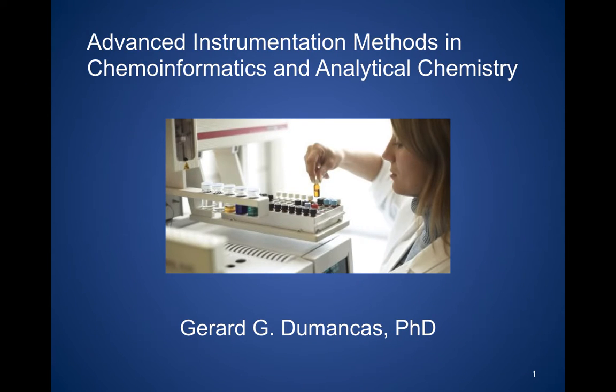Hi everyone. Welcome to the senior level advanced instrumentation methods in chemoinformatics and analytical chemistry. Now, you have a prerequisite for this course, which should be quantitative analysis or analytical chemistry, as well as the sequence of physics and calculus. That means that you need to pass these courses in order to be able to take this one. And the name of the course sounds really kind of daunting, right?